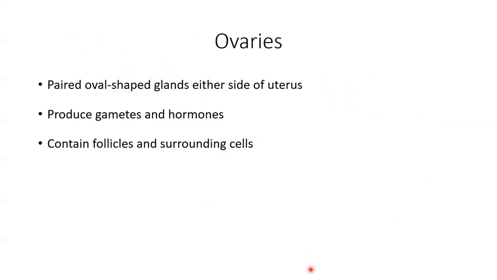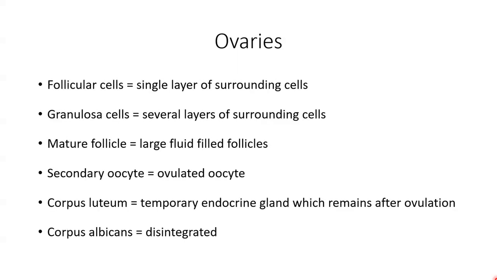So recapping the ovaries in text, the ovaries are paired oval glands which sit either side of the uterus. They produce gametes, which are the secondary oocytes that then develop into eggs after fertilisation. They produce the female sex hormones estrogen and progesterone. And within the ovaries are follicles in various stages of development, and then cells which surround those follicles. Looking at those follicles and surrounding cells, when the cells are in a single layer, we call them follicular cells. When there are several layers of these surrounding cells, they're called granulosa cells.